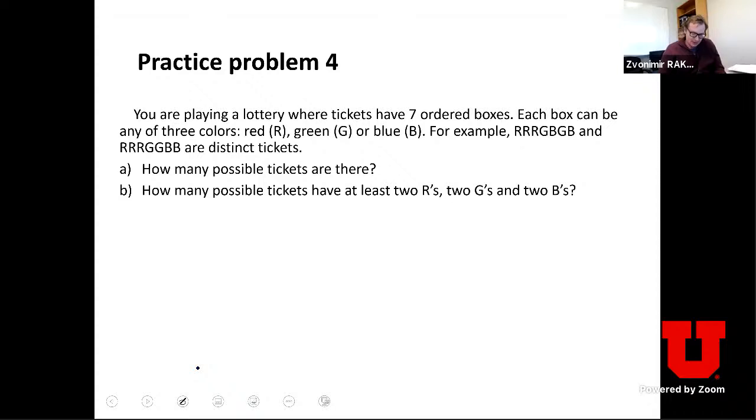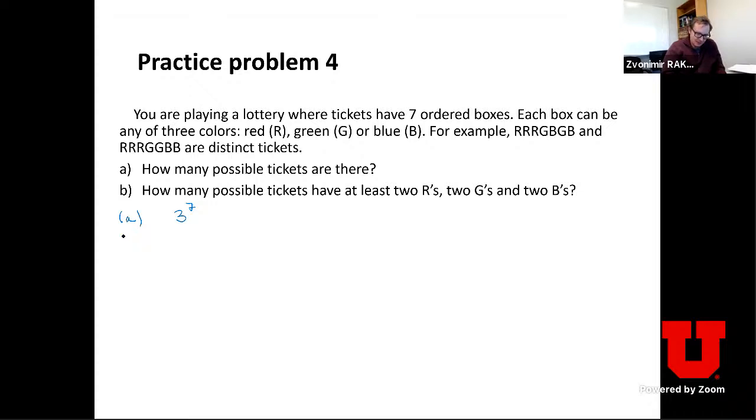So let's do these. Okay, so what do we see from the problem? The order matters and repetitions are allowed. So part A, this is our ordered list. And that's going to be, we're choosing from 3 colors. And there's 7 of them, 3 to the power of 7.